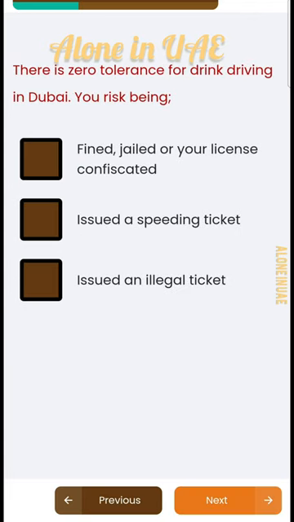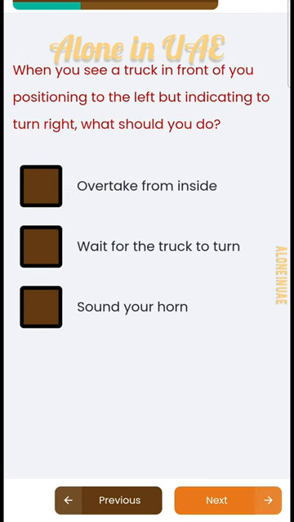There is zero tolerance for drink driving in Dubai. You risk being... When you see a truck in front of you positioning to the left but indicating to turn right, what should you do?